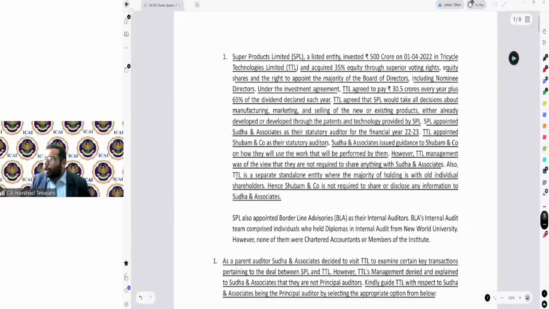Now, before we go to the option, I want you to answer whether Sudha and Associates are principal auditor. I want an answer with reason.